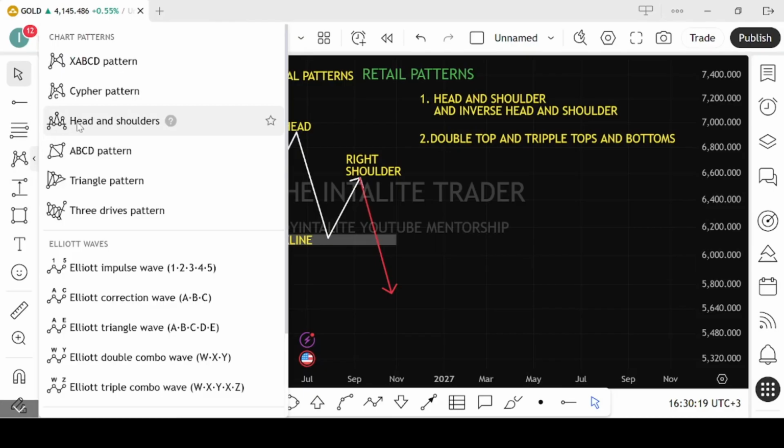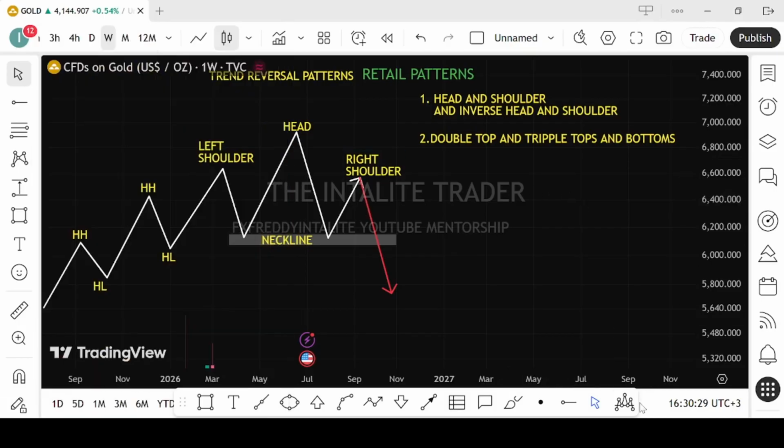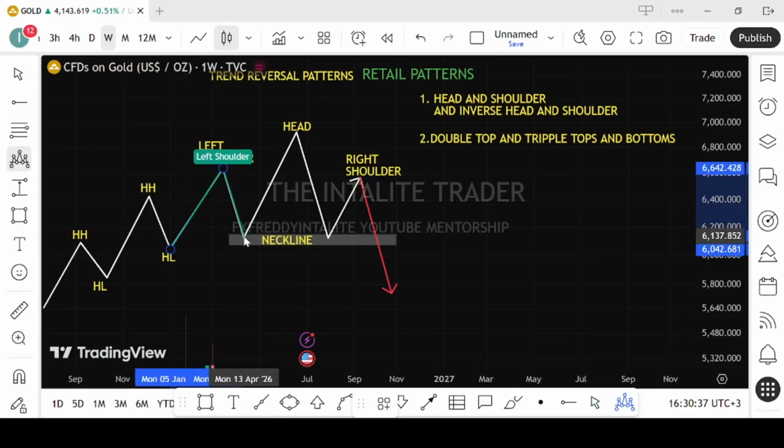Come here, you see this head and shoulders. Yes, I know that one. So when you click on it, it adds here. It's added to your favorites. Then you put, this is the left shoulder. And it guides you. Then you have your head. And then you have your neckline.